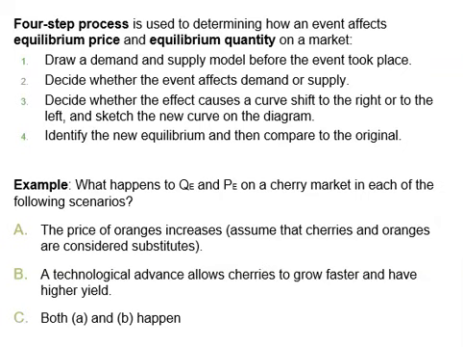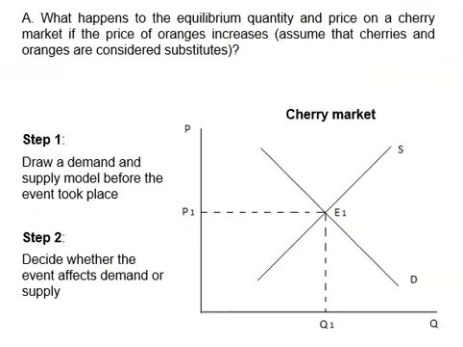Finally, in part C, we will see what happens to the equilibrium quantity and price if the 2 events in part A and B happen together. That means the price of oranges increases and there is a technological advance that allows cherries to grow faster and have higher yield. Let's start with part A. What happens to the equilibrium quantity and price on a cherry market if the price of oranges increases?